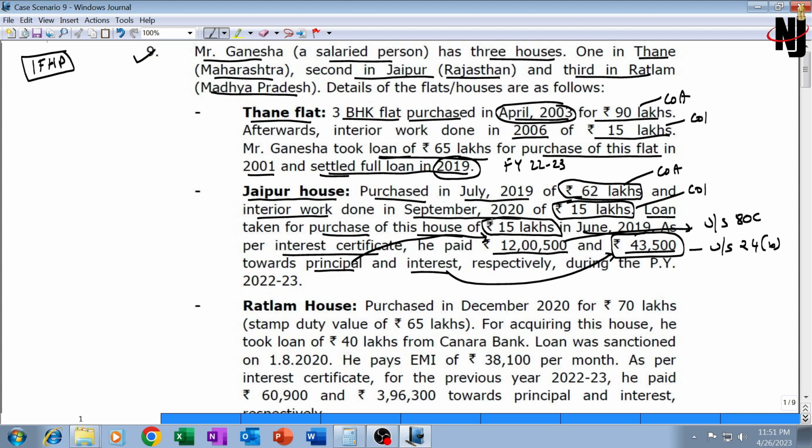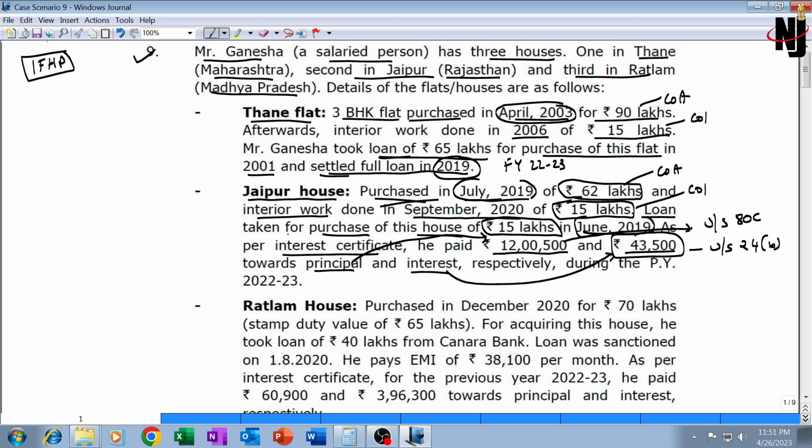Now when was the loan taken? We don't know, but the property is purchased in 2019. That means the loan must have been taken around that time. It is given the loan was taken in June 2019. 43,500 will be allowed as a deduction. If it is let out property, then fully allowed. If it is self-occupied property, then 43,500 is restricted to a maximum of 2 lakh rupees. During the financial year 22-23, we will see what to do with this Jaipur house.